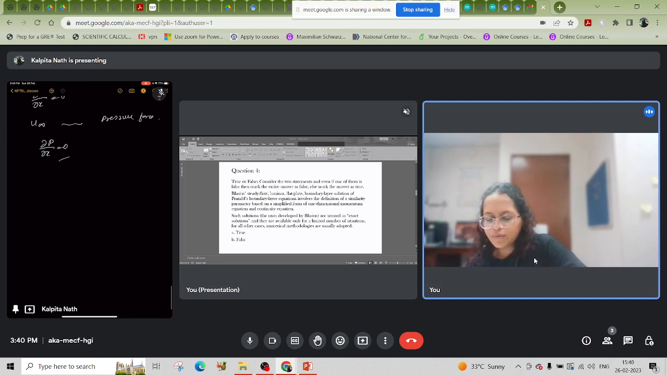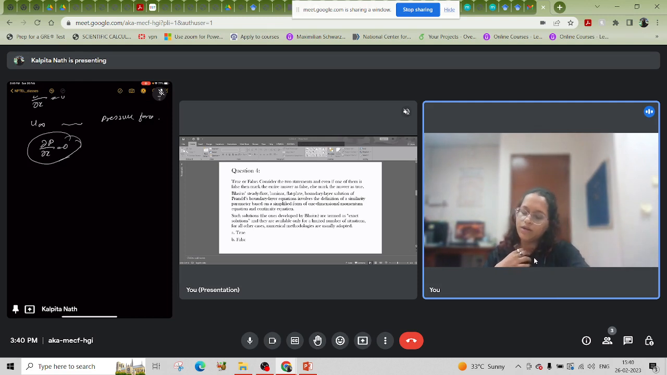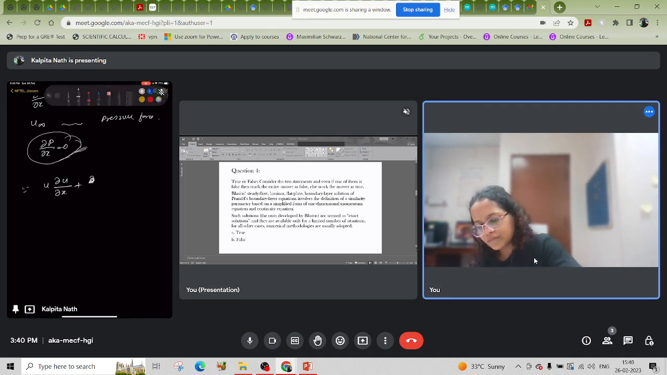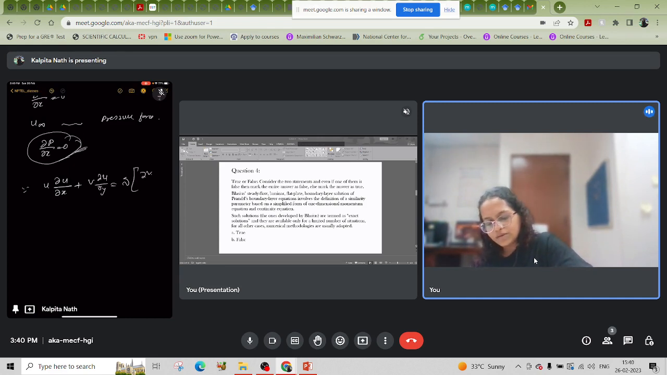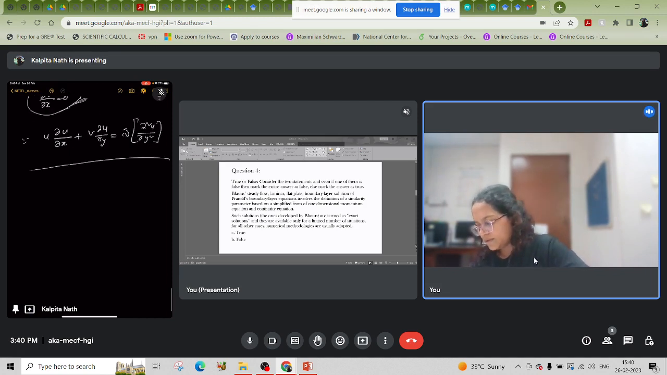And the boundary layer is very small, so we can take the pressure difference to be small, and pressure does not change with x. Above the boundary layer, obviously dP/dx is equal to 0. So therefore the x direction momentum equation reduces to u del u/del x plus v del u/del y is equal to nu del square u/del y square. This is the x direction momentum equation.